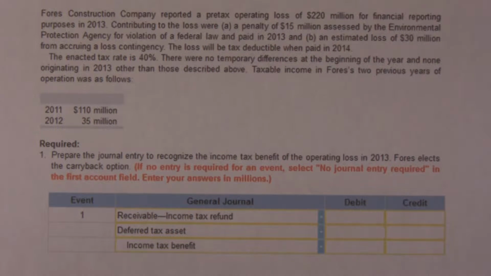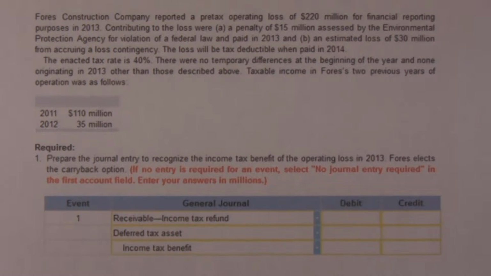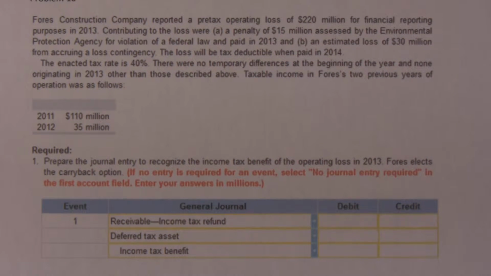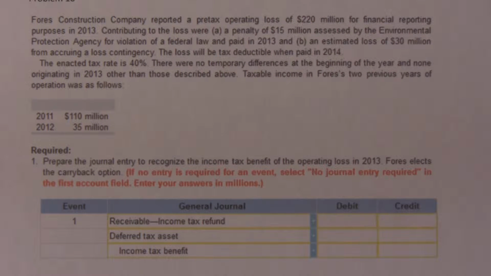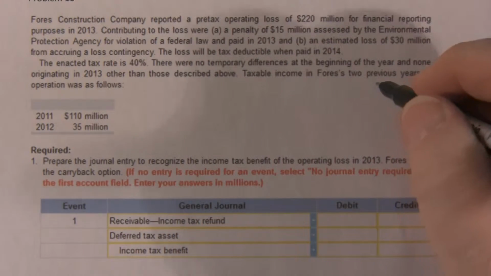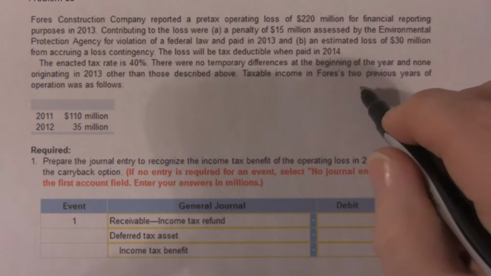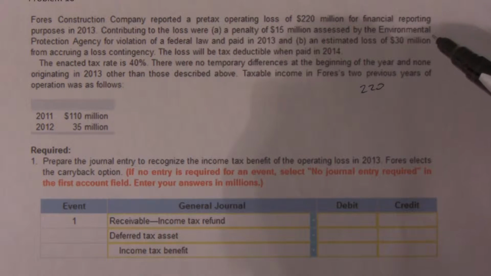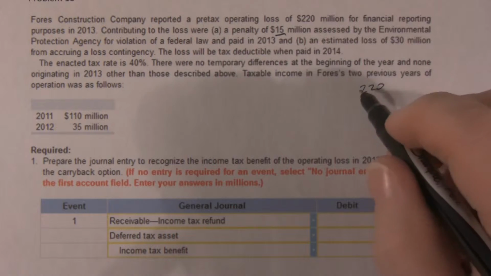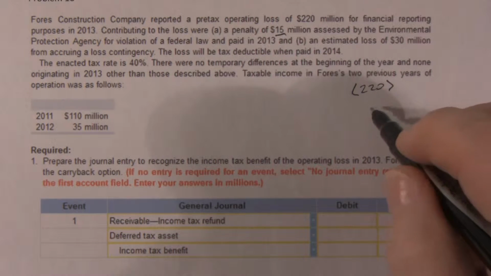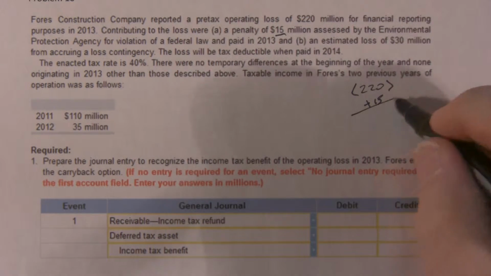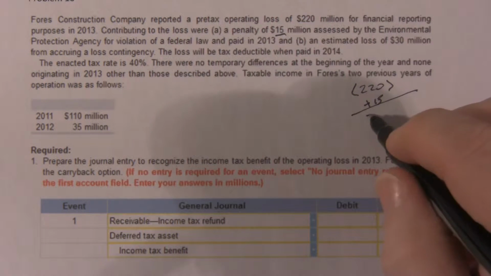Okay, problem 10 is just a little bit different, and I want to work on this because people tend to think about adjusting taxable income, but you also have to adjust for taxable loss. So at the beginning of the year, this company has a $220 million loss for financial reporting. That includes a penalty of $15 million. Well, we have to add that back because that penalty is never going to be considered for tax purposes.